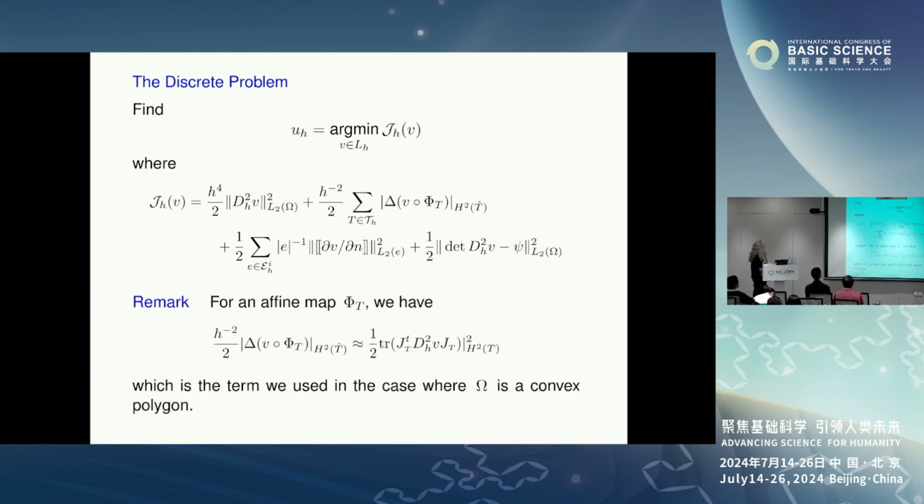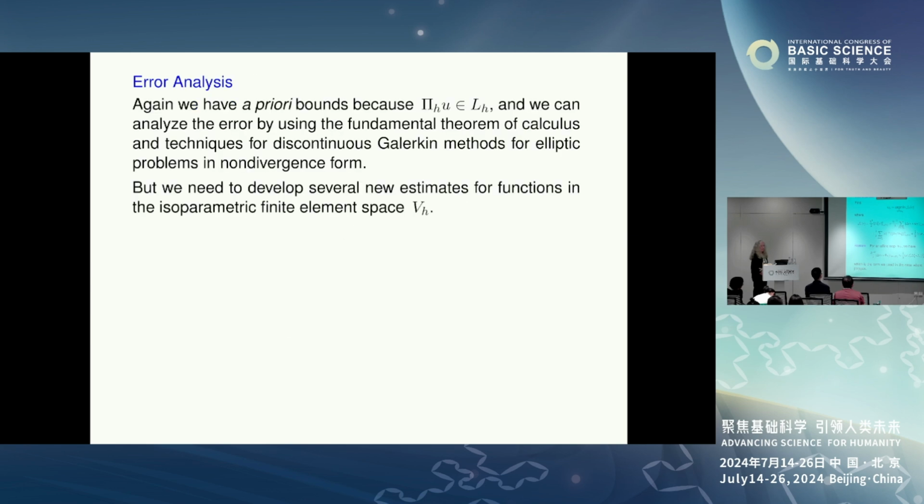Let me point out for an affine map phi t, this term, the first term here, is equivalent to the one that we used when omega is a convex polygon. For the error analysis, again, we have a priori bounds because pi hu is in our constraint set, and we can analyze the error by using the fundamental theorem of calculus, together with techniques for DG methods for elliptic problems in non-divergence form. However, we need to develop several new estimates for functions in the isoparametric finite element space.